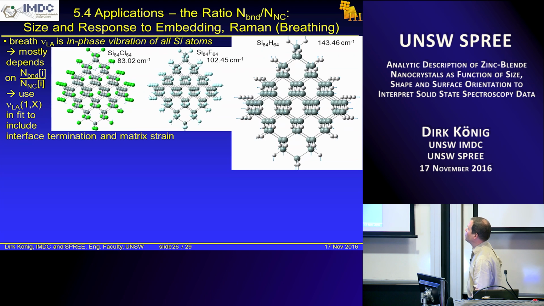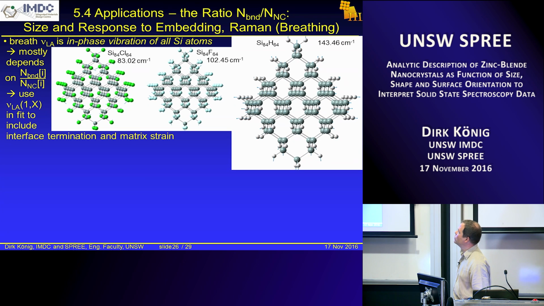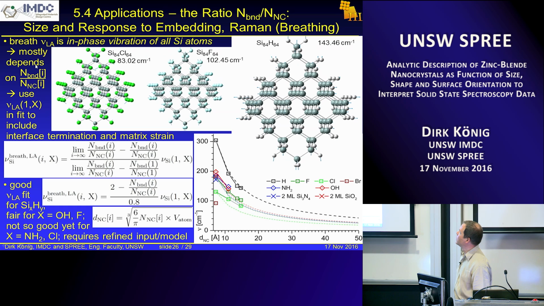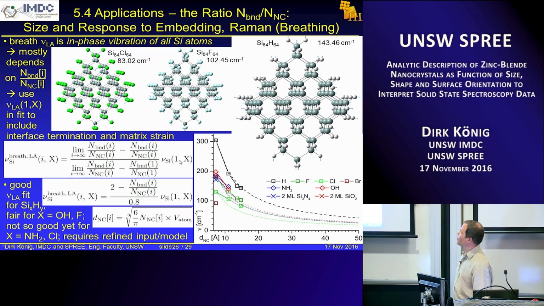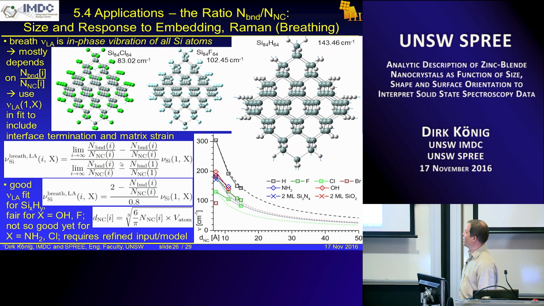Now, with all these wave numbers, or calculations I did, and the force constant model, I looked into coming up with a fit of these data. And what we do there is, as we know, it mostly depends on the ratio of nanocrystal bonds per nanocrystal atom. We use that form of the fit and put in the wave number of the smallest crystal, to include the interface termination and strain. And you see a lot of limits here against infinity. So if we replace these with numbers and the starting value, we end up with that relatively simple fit.